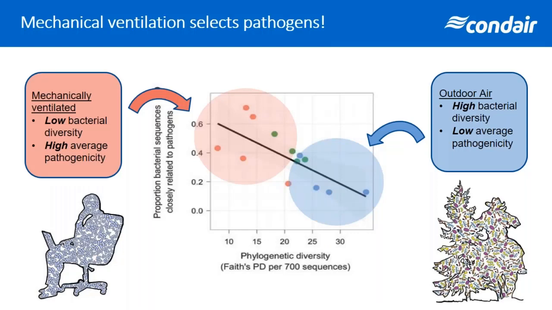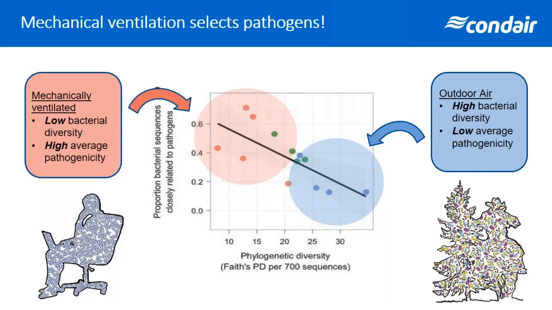Are we, in general, doing a good job with our buildings and selecting for the good microbes as opposed to the pathogens? So this is a study that came from the University of Oregon that unfortunately is showing that sealed and mechanically ventilated buildings have very narrow communities, very non-diverse communities of microbes. And the pathogenicity, or the degree of badness, in mechanically ventilated buildings is high, versus the outdoors that has high diversity and low pathogenicity. So more of the microbes are healthy ones.